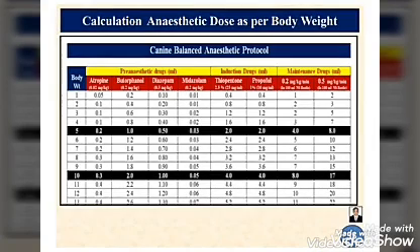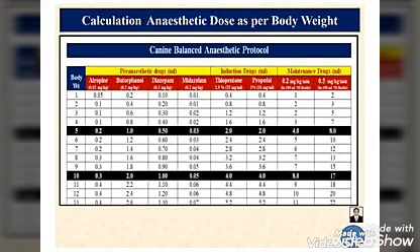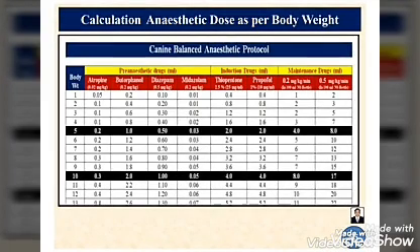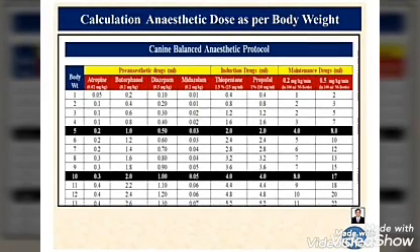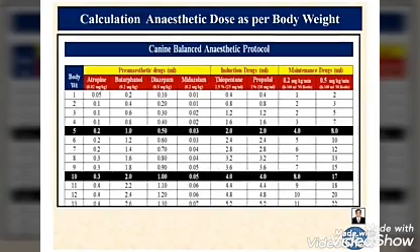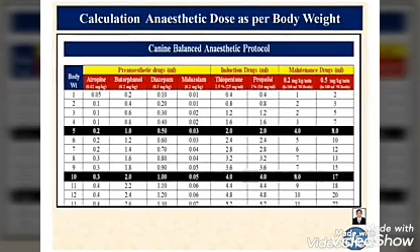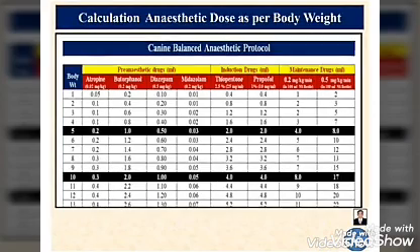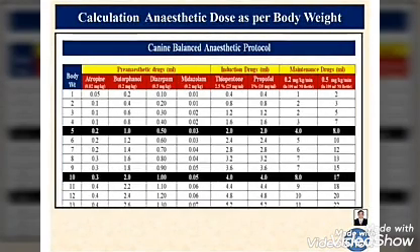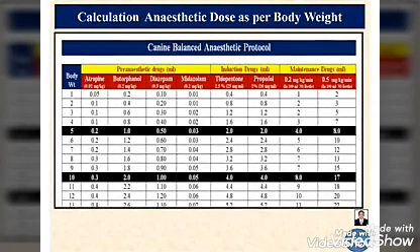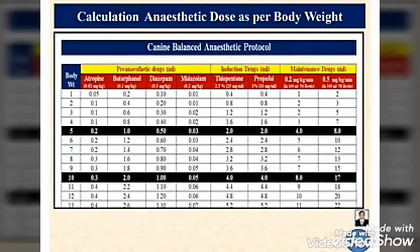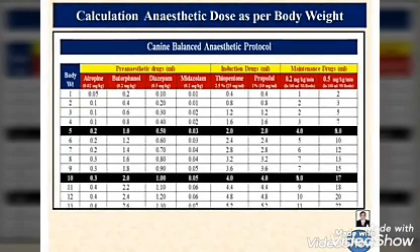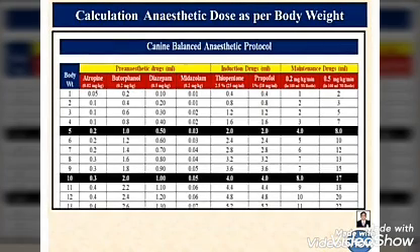After measuring the weight of the animal, select the protocol and load the anesthetic drugs as per the selected protocol and the body weight. Ready-made charts should be prepared and fixed in your OT or clinic. So there are no chances of miscalculation, and it also reduces the time of the calculations.